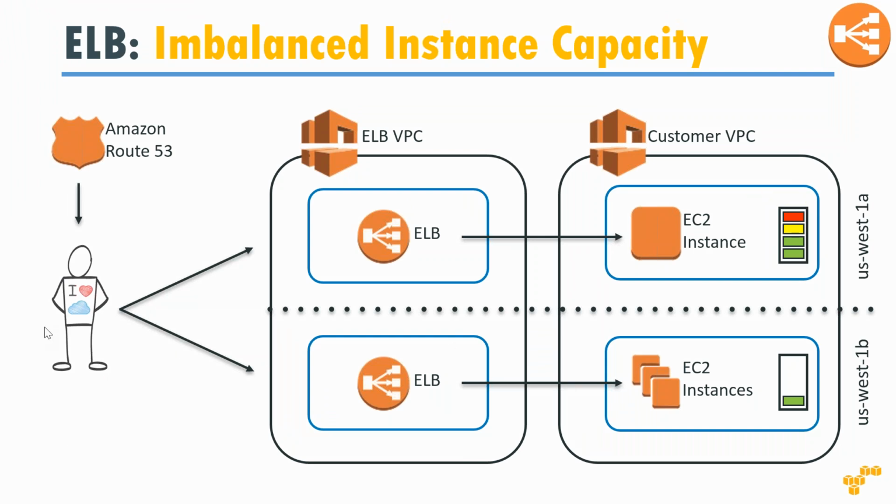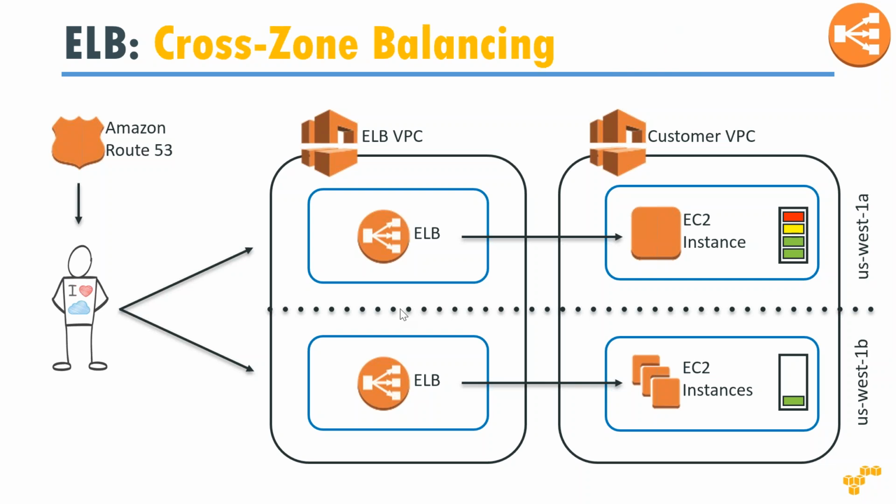So the load balancer will be cognizant of this, and as you can see at the top, there is an imbalanced instance capacity in this case. So there is something called cross-zone balancing that is available in your load balancer. It is just another setting. You just have to put a tick mark. So what happens, you can see these both arrows, this load balancer is sending traffic here and this one is sending here.